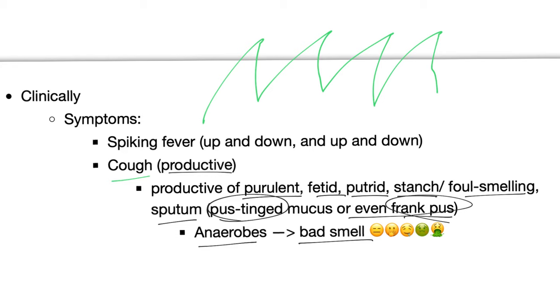And this pus literally smells like two dead fish having sex together. That's not very helpful, because none of you has ever smelled two dead fish having sex together. Plus, dead fish do not have sex together.